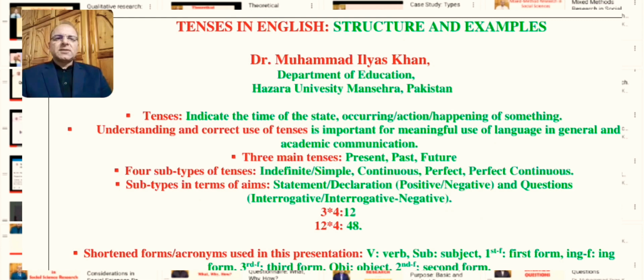These tenses also have subtypes in terms of the aims of the sentences that we structure in these various tenses. And so generally these could be declarative or statement type of sentences, which include both positive and negative sentences, and questions or interrogative type of sentences. So overall, generally around 48 types of sentences could be structured in these three main tenses.